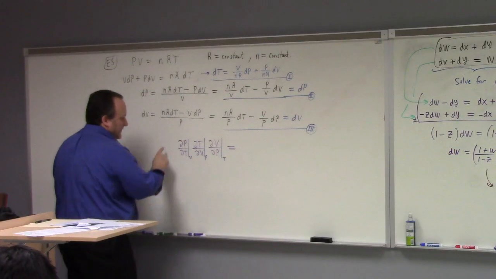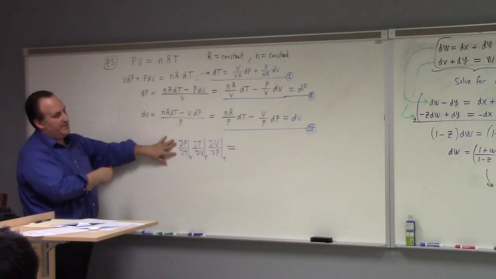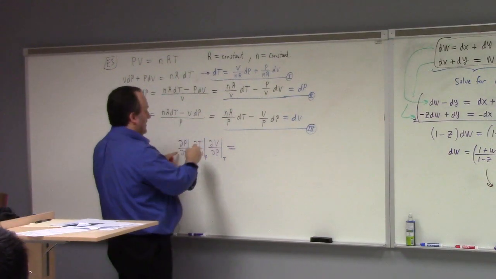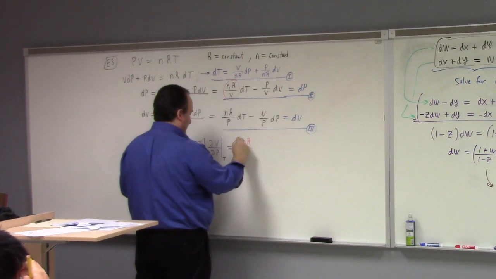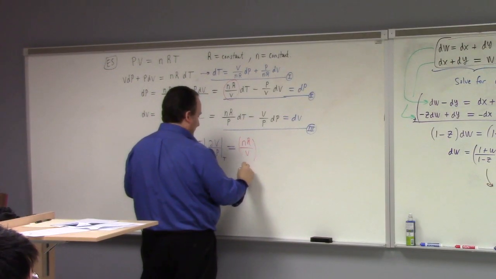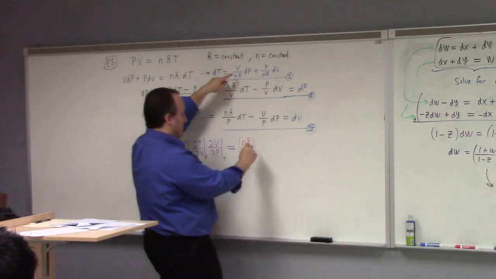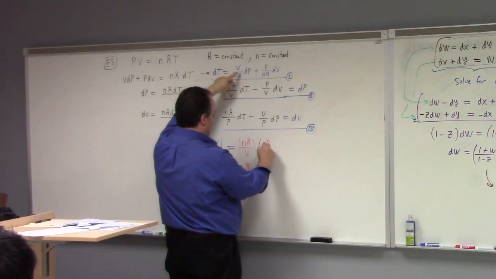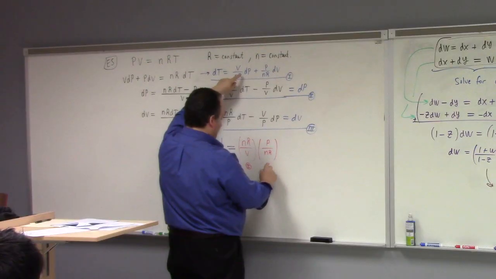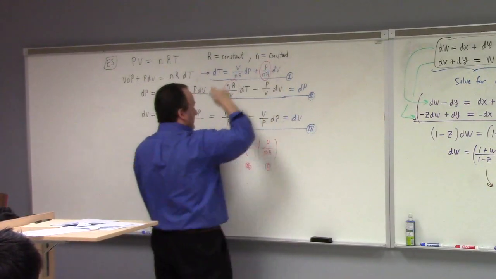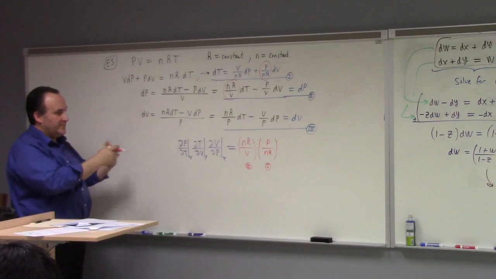All right, so what is partial P partial T holding V constant? Well, to calculate partial derivatives of P, I look up here at my dP formula, and so that's nR over V from 2. And then partial T partial V, well, that's up here. That's P over nR, right? That's from 1. My third one, partial V partial P, that's from 3.